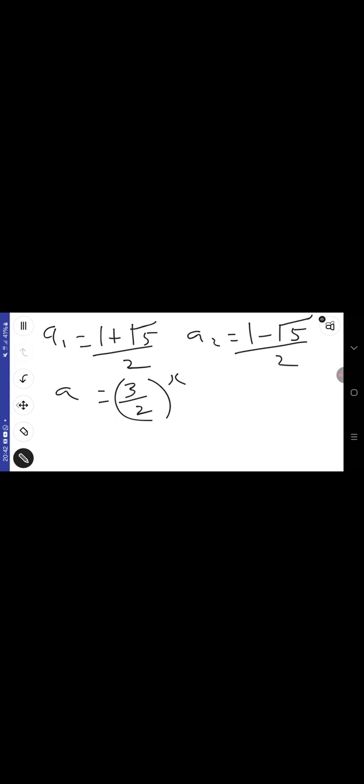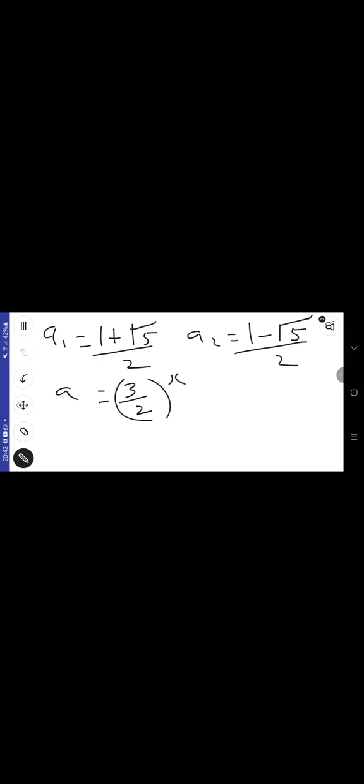We had already said a is equal to 3 over 2 exponent x. So here we are going to put in the values of x into a. We are going to equate a to its actual values. Let's start with a2. When you punch a2, which is (1 minus root 5) over 2, on the calculator, it gives you a negative answer.